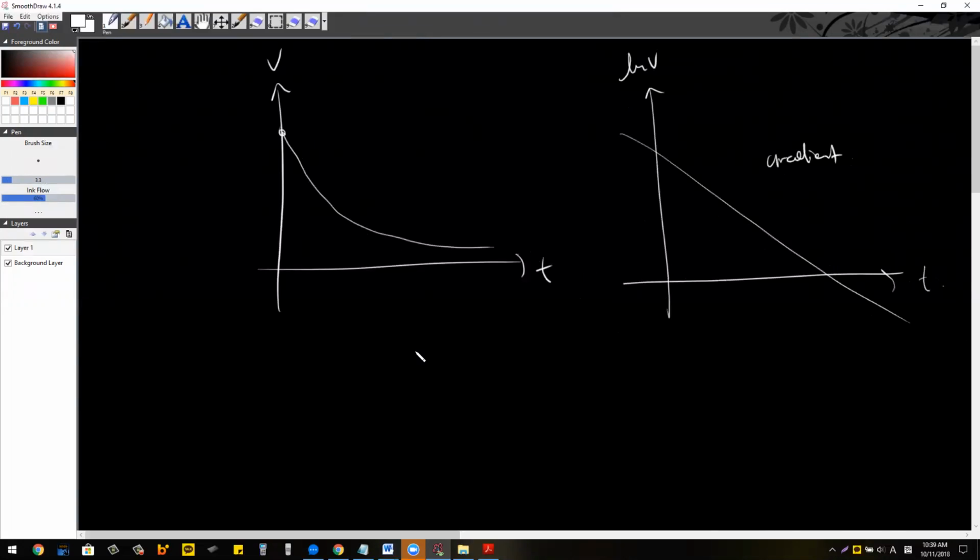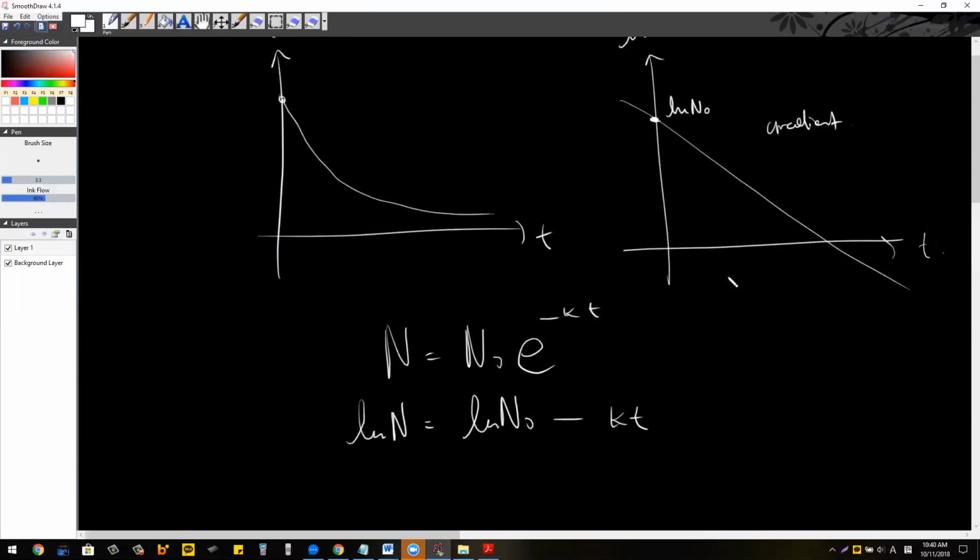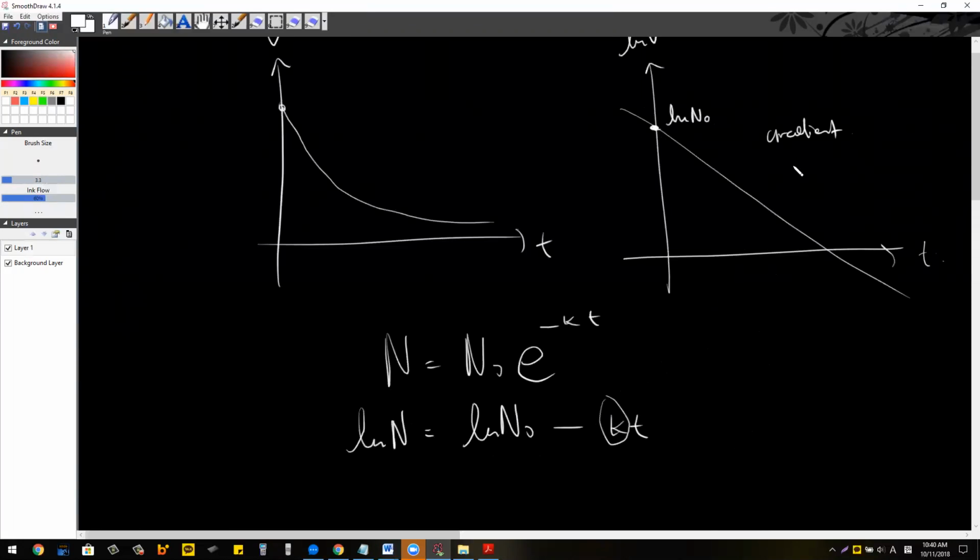That's lambda. Because if you have N equals N naught e to the power of negative kt, and you take the natural log of N, you get the natural log of N naught plus negative kt natural log of e, which becomes 0. So this point here is the natural log of N naught, and the gradient here is the k value, the negative k.